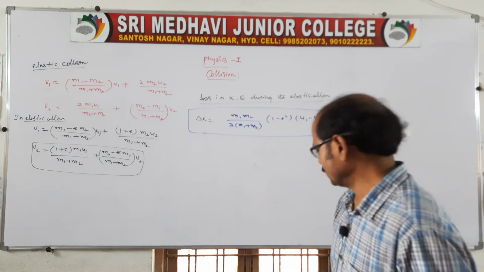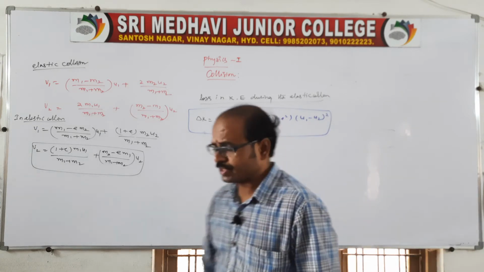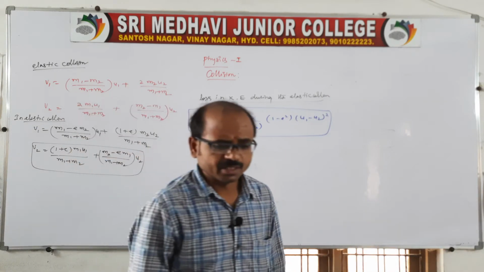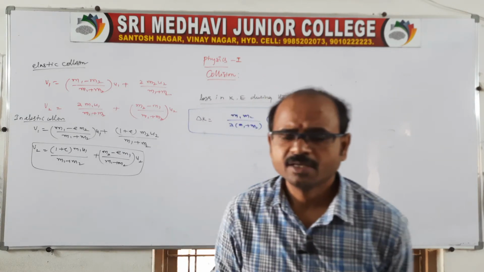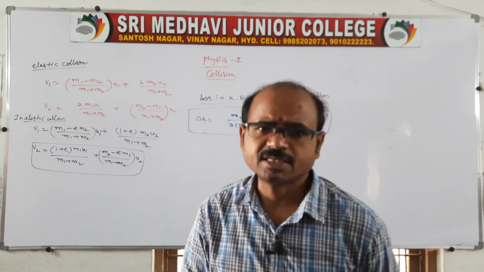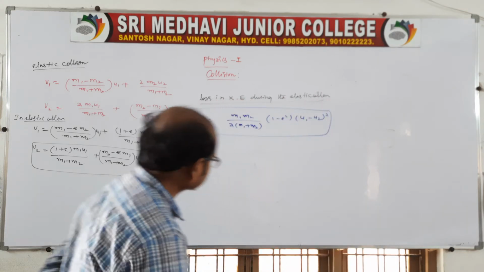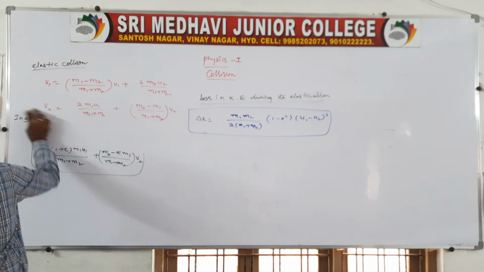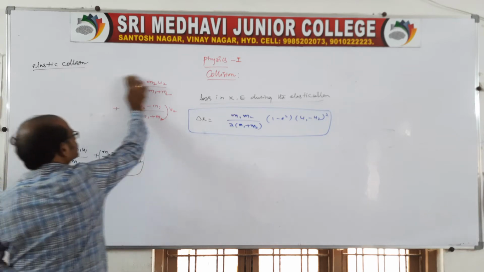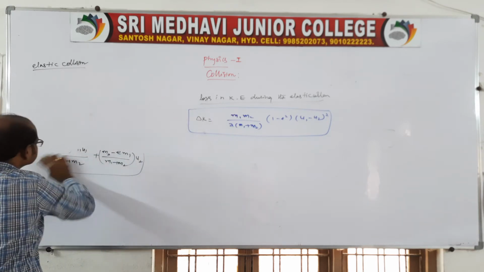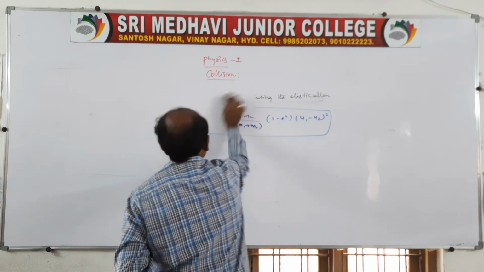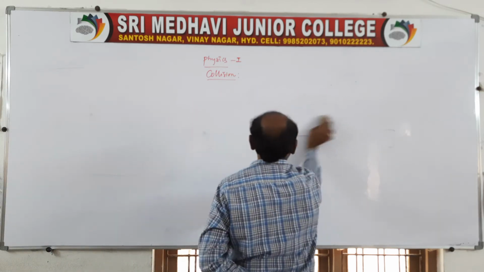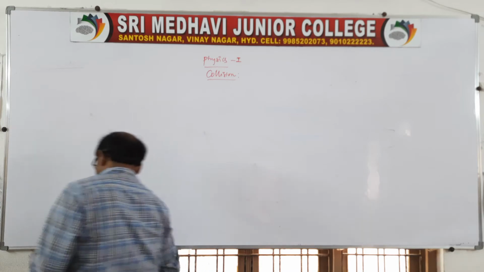Let me tell you the next one. Now we know there are actually three types of collision based on their momentum and kinetic energy. One is elastic, second is inelastic, and third is perfectly inelastic. So let us go for the perfectly inelastic collision. In case of a perfectly inelastic collision, the third case is the perfectly inelastic collision.